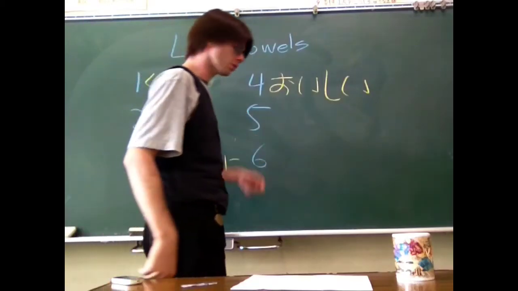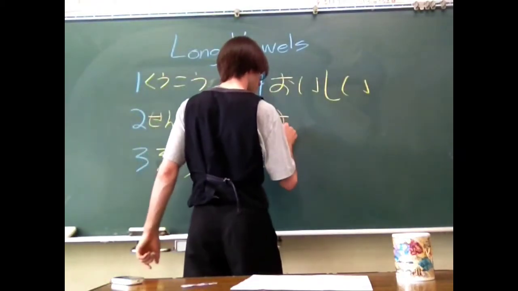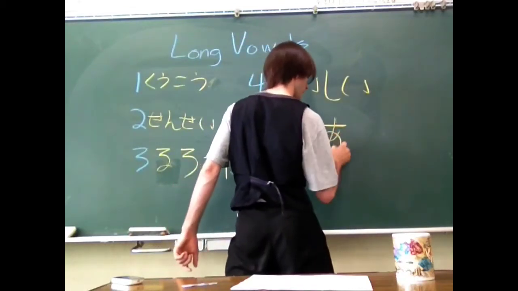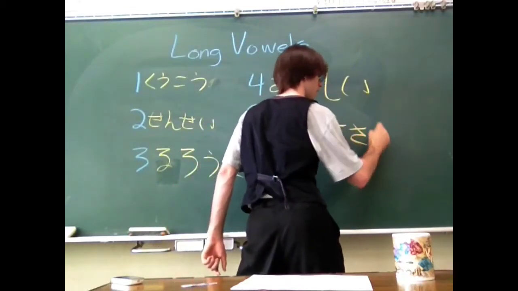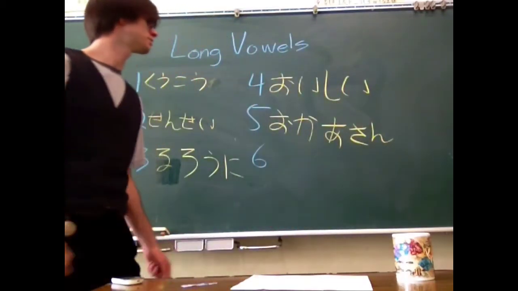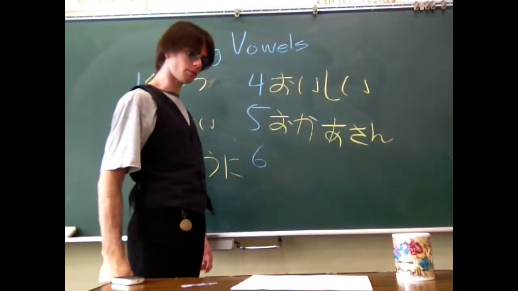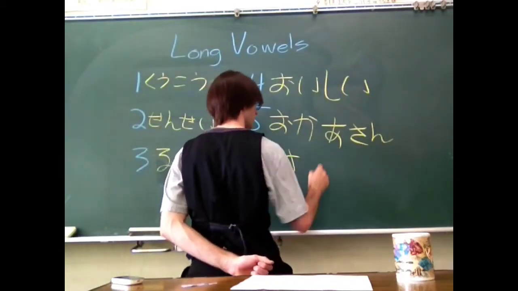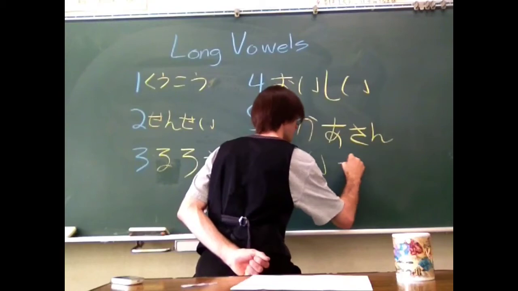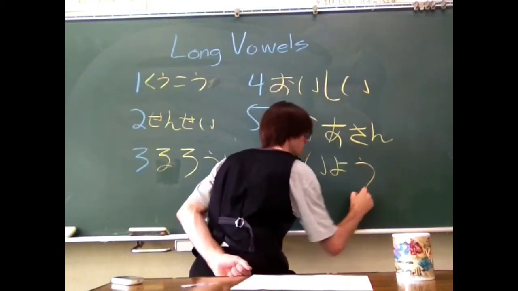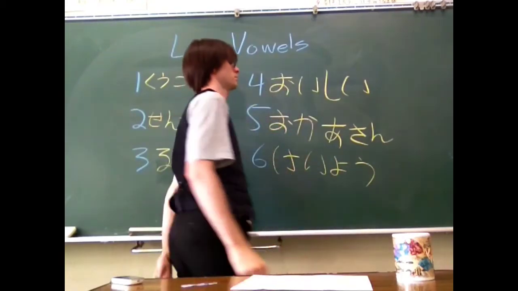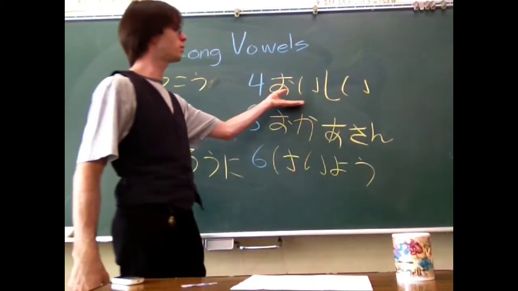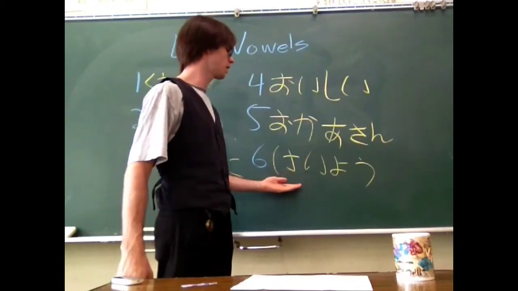Number 5 was oka-san. O. Ka. A. Sa. And number 6 was keiyo. Ke. I. Yo. U. Kuko, sensei, ruroni, oishii, oka-san, keiyo.